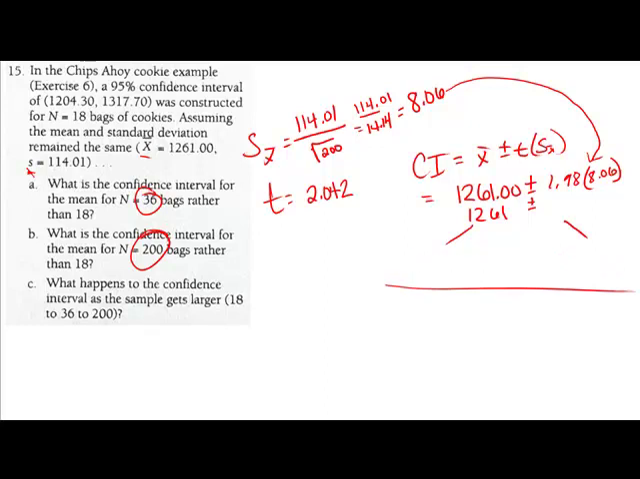So I'm going to use the book's 1.98 times 8.06, plus or minus 15.96 chips. 1,261 minus 15.96, and 1,261 plus 15.96 chips. Not sure where my old answers went. Oops, that's not my old answers.